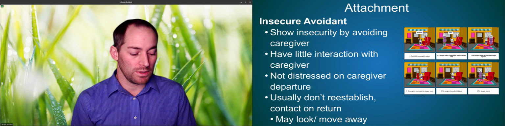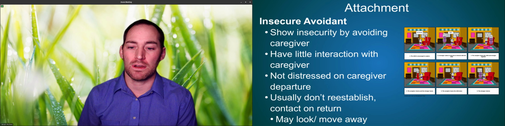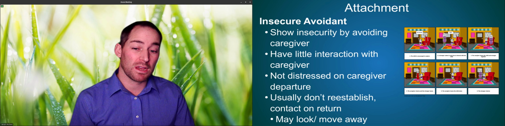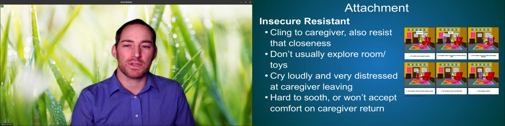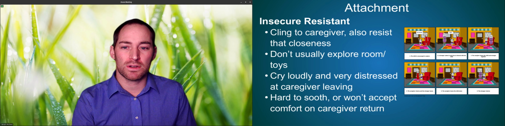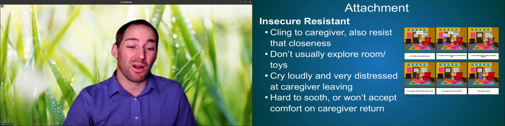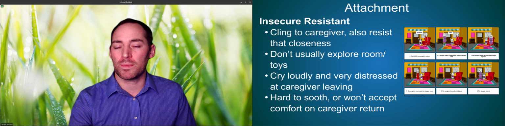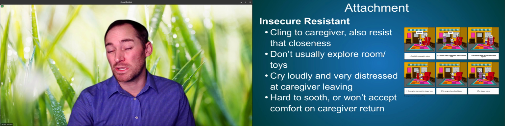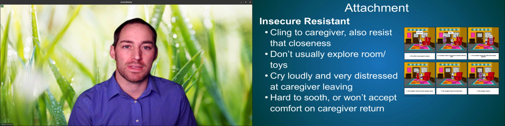Were they showing insecurities by avoiding the caregiver? Did they have little interaction with the caregiver? Were they not distressed when the caregiver leaves? Did they establish contact? And then some of these, you might also see clinging to the caregiver as insecure, but not exploring the room, playing with toys. You might be hard to soothe when the caregiver comes back if you're insecure resistant. So this might be if a child needs that care from a caregiver, but they know they can't always rely on that. Maybe it's really intermittent, the kind of supportive nature of the care.